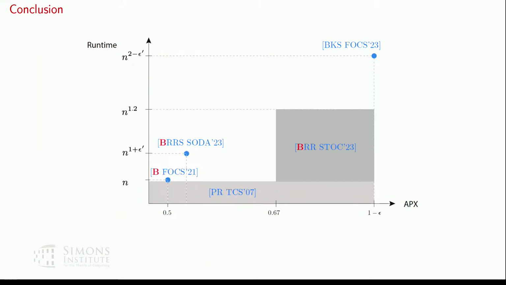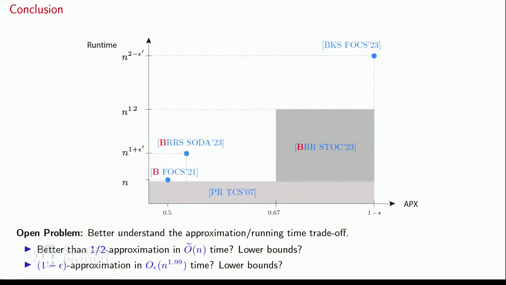There are a lot of nice questions. Two of my favorites are: can we get better than half approximation still in order and polylog in time? And the second one is, for 1-epsilon approximations, can we achieve an algorithm running in n to the 1.99 time?